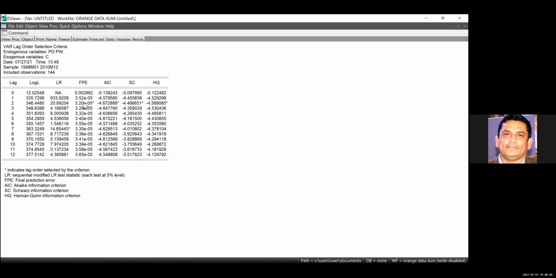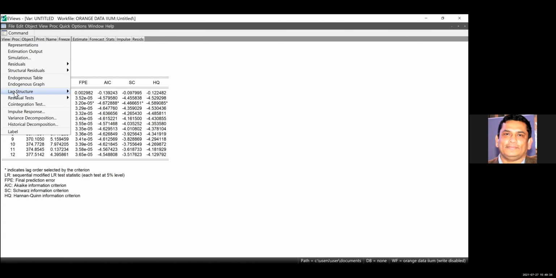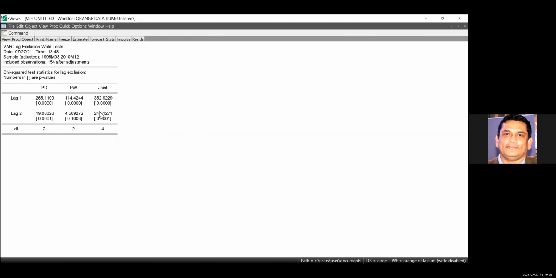So we can decide that we can use 2 lags here, right? And then there are also some other tests just to confirm. Lag exclusion test, for example: you see that lag 2 you cannot exclude because its joint test is significant here. So you can't reduce the lag number from 2 to 1. So we are using lag 2 here, right?